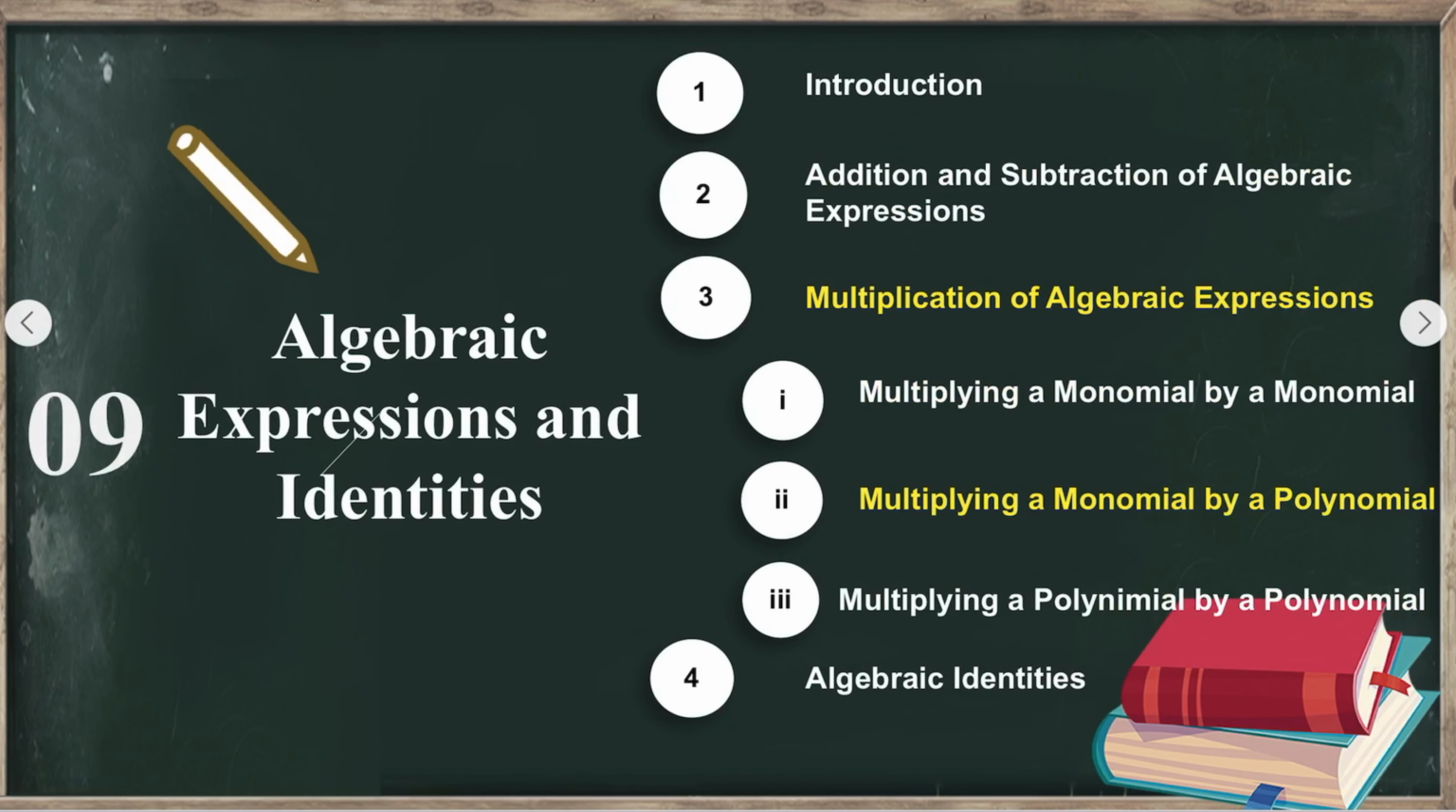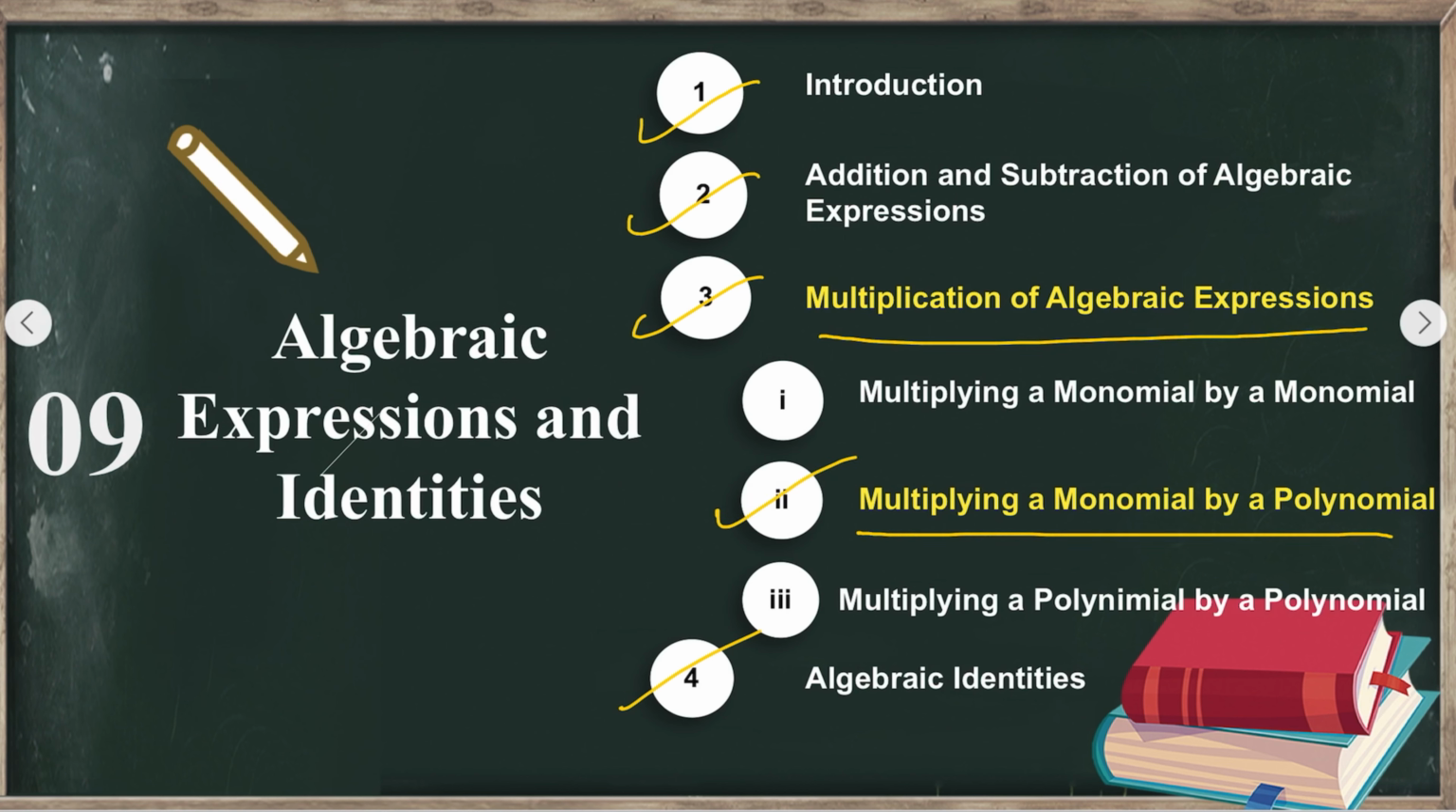Chapter number 9, algebraic expressions and identities, is divided into a total of 4 subtopics, which are listed here. In this session we'll be looking at the multiplication of algebraic expressions, and particularly we'll be having some problems based on multiplying a monomial by a polynomial. Okay, so let's start.